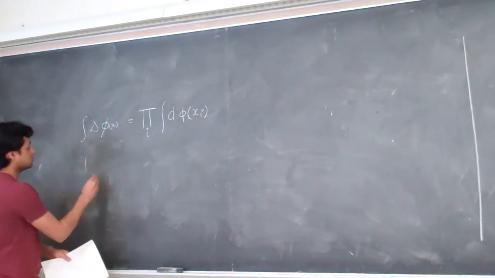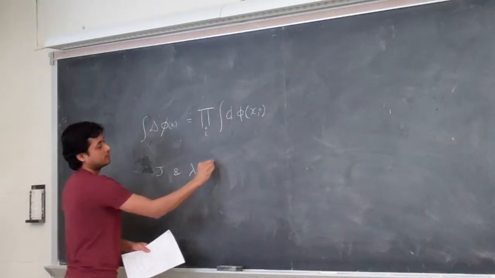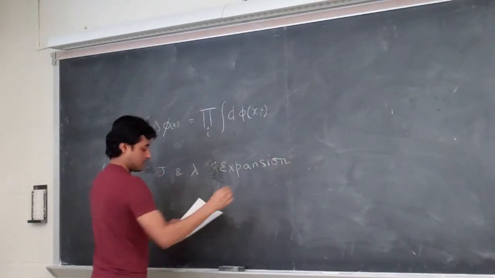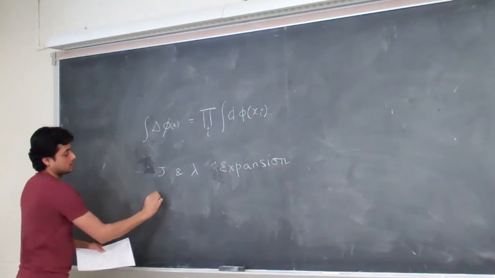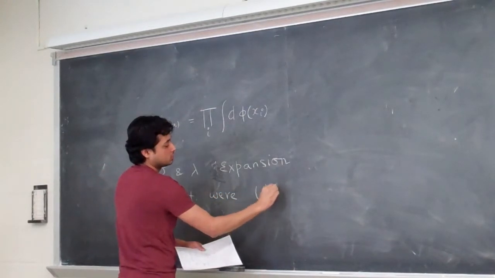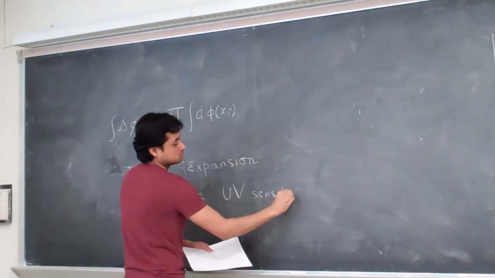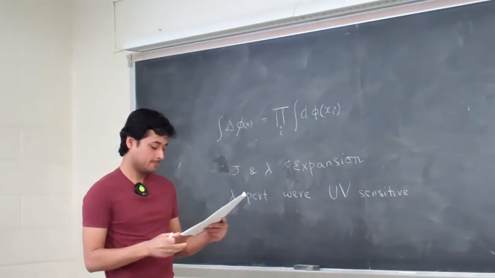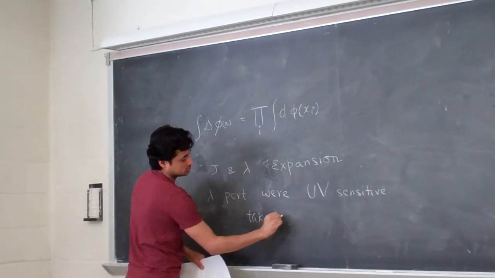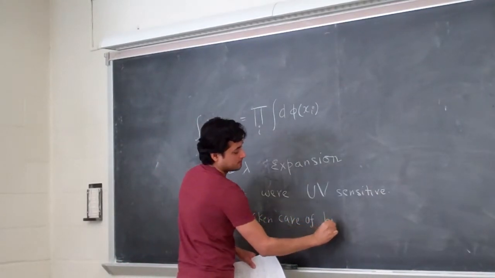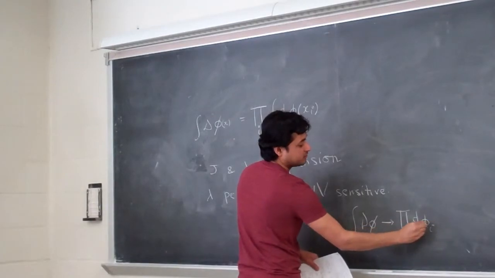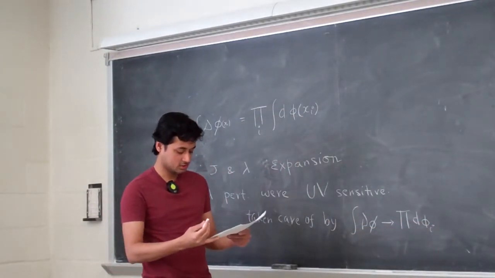So this is what I was saying. There are two perturbations, J and lambda expansion, and lambda perturbations were UV sensitive, or loosely say divergent, and that was already taken care of by d phi, by which I mean phi and xi, obvious notation.